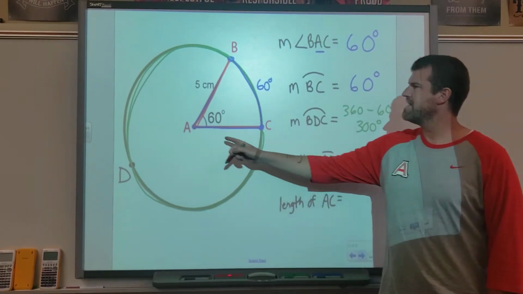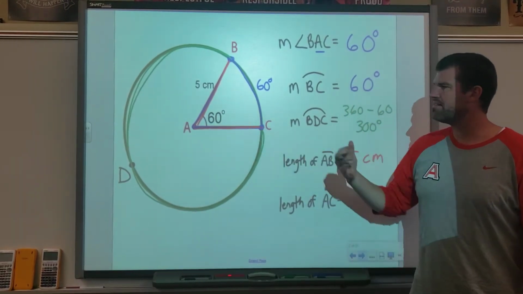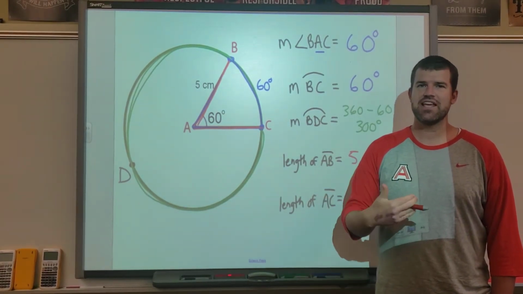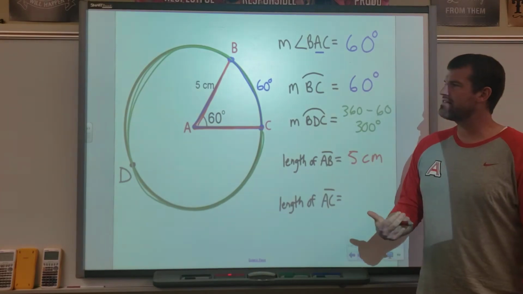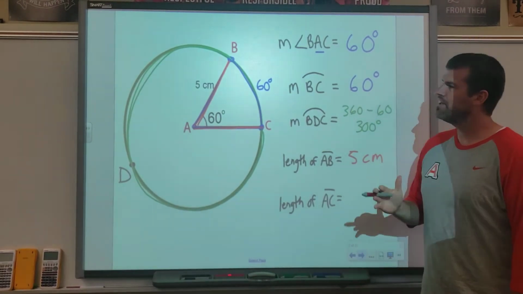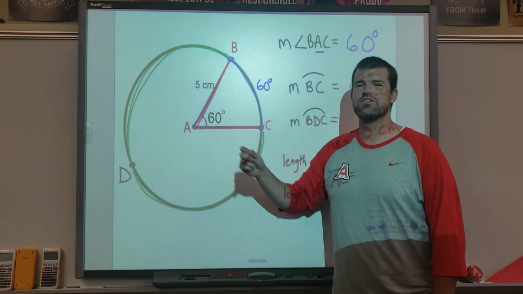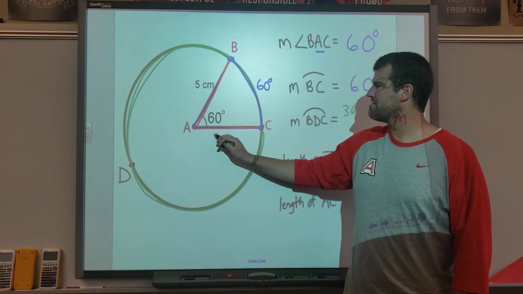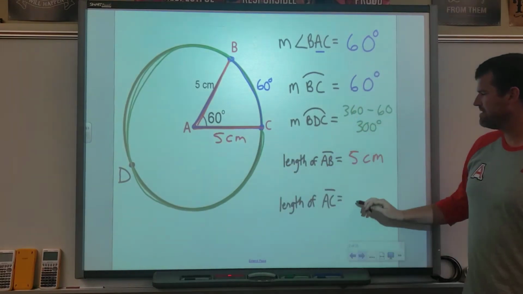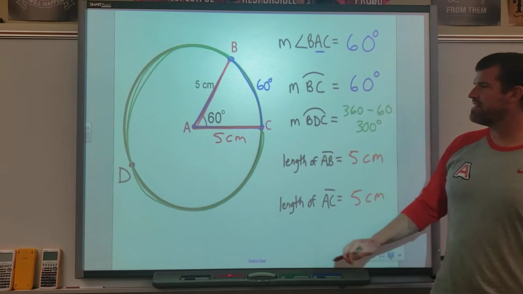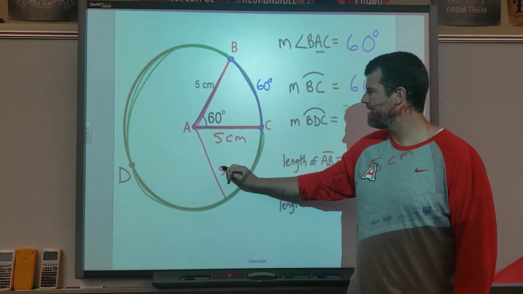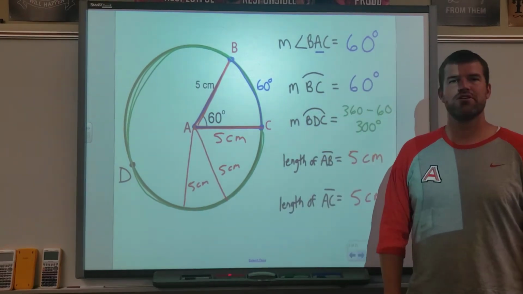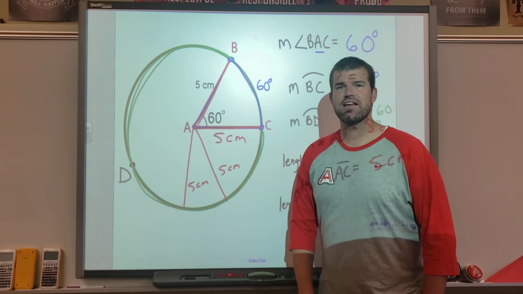And then if we look at AC, is AC also a radius? Yeah, right? It goes from the center of the circle to the edge. And every radius within the same circle will always be the same length. So if this radius is 5 centimeters, this radius would also be 5 centimeters. If I decided to draw another radius, it would be 5 centimeters, right? It doesn't matter where I put that radius, it's going to be the same length as all of the others.